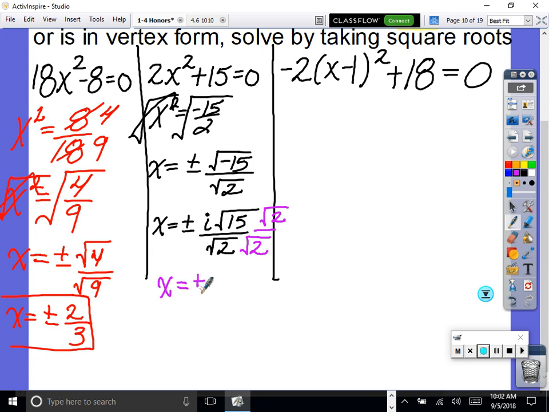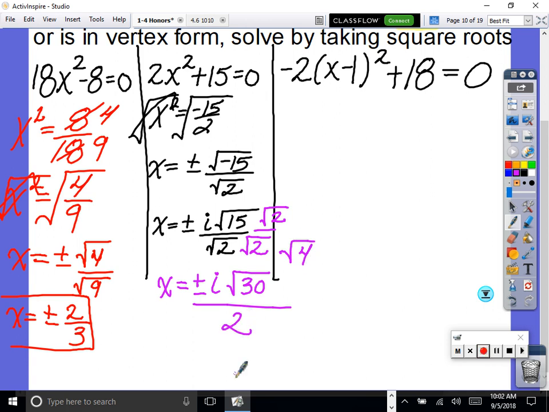So we have plus or minus, we have an i. If you have something under a radical and something under a radical, you can put them under the same radical. So we have root 30, which still doesn't simplify. And then all over square root of 4, which is 2. Now we're good. Moving on.